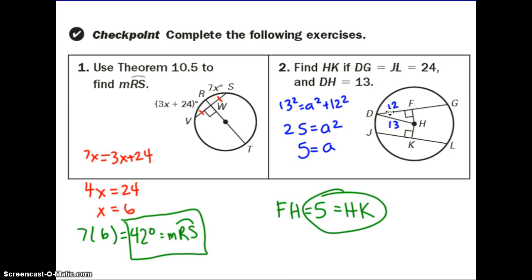Over here I have a right triangle. I know that if DG and JL are the same length, then they are equidistant from the center. So then I have this right triangle. I'll make it 12 because it's cut in half. 13 is given to me in the problem, so I do Pythagorean's theorem, and I find that FH is 5, which means HK must be 5 as well.